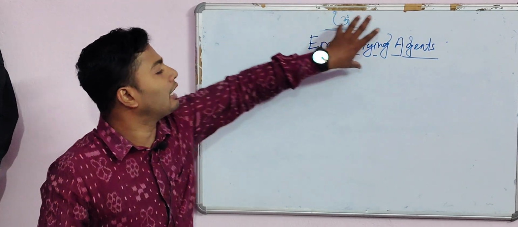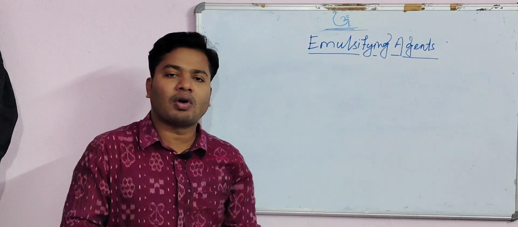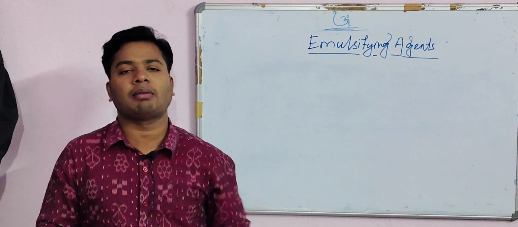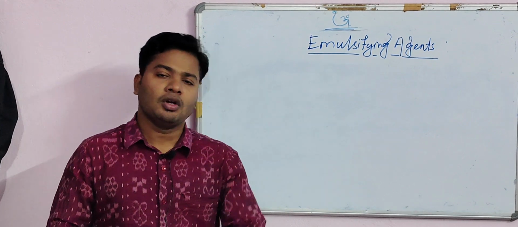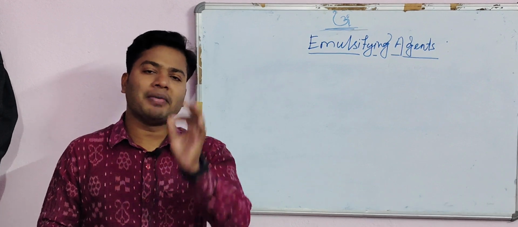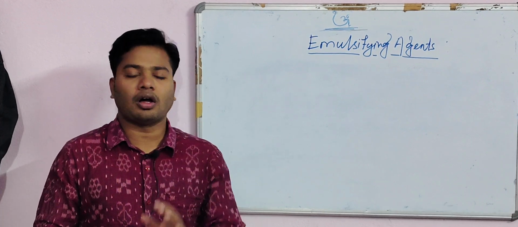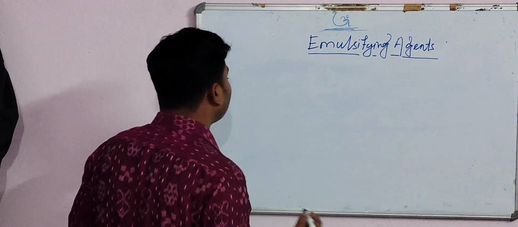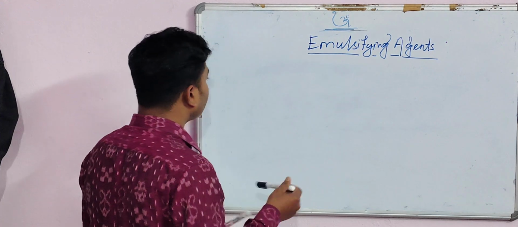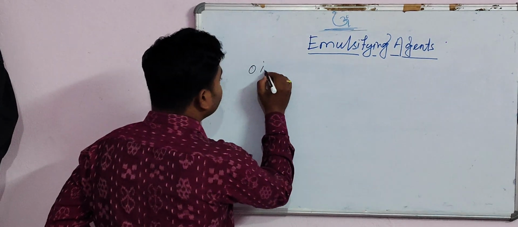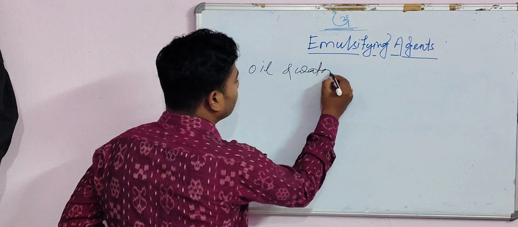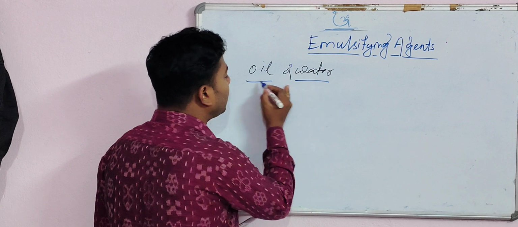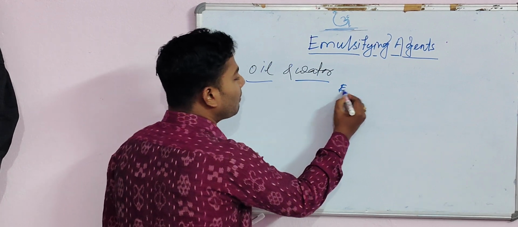Before going to the definition of emulsifying agent, first of all, I'm giving one example so that you can easily understand what we mean by emulsifying agent and what is its importance. All of you know what the main ingredients of the emulsion are. Oil and water. These two liquids are the main ingredients of a stable emulsion.